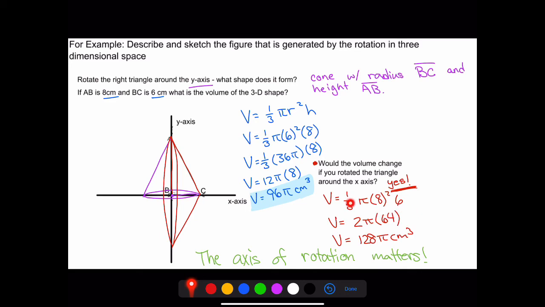Well, 6 divided by 3 is 2. 8 squared is 64. 2 times 64 gives us 128 pi centimeters cubed. So yes, the volumes are different. They did change. So the axis of rotation matters. It matters which axis you're rotating around.